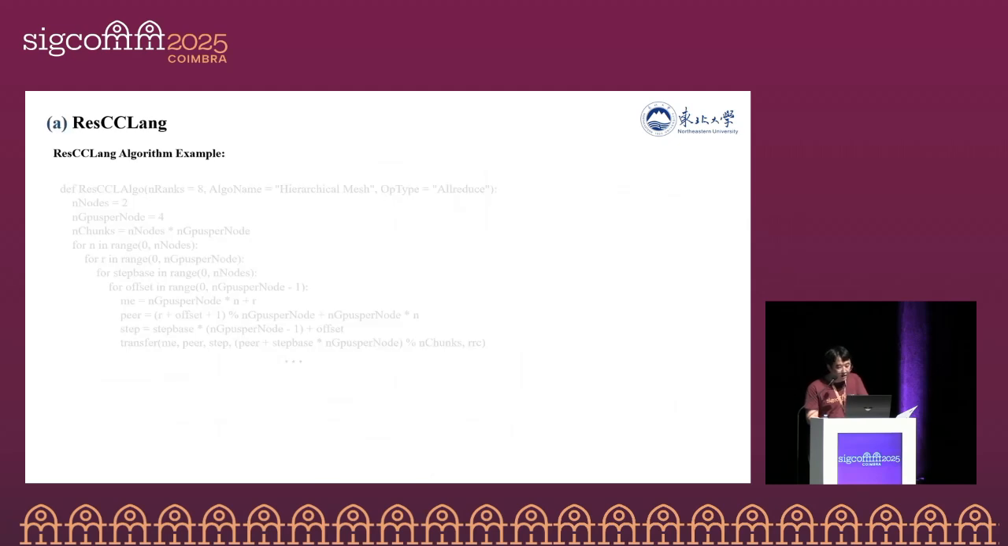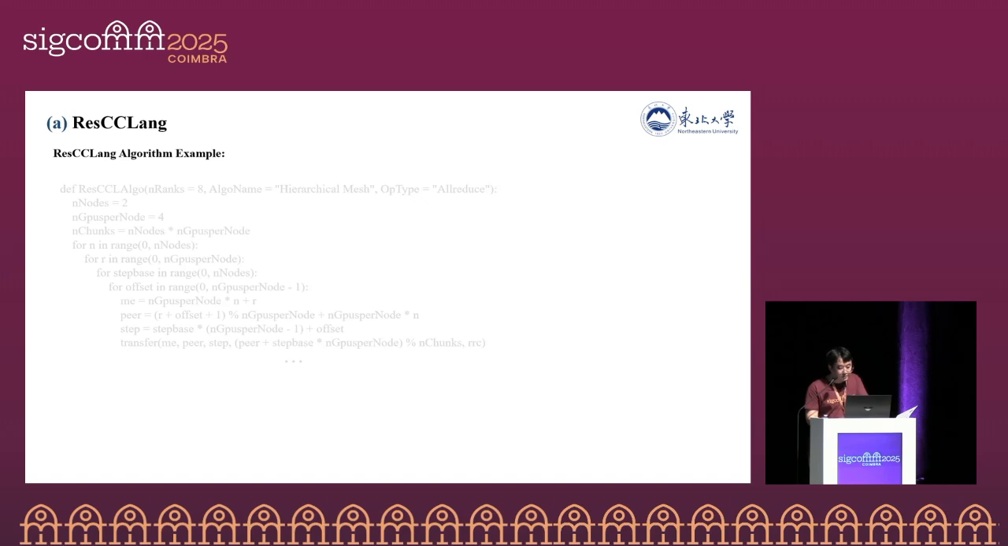Let me walk you through a ResCCL language example. Here, we define a simple hierarchical algorithm. By iterating over nodes, ranks, and steps, we create transfer tasks between GPUs. Each task specifies which data chunk to send, where to send it, and whether to perform a reduction along the way.